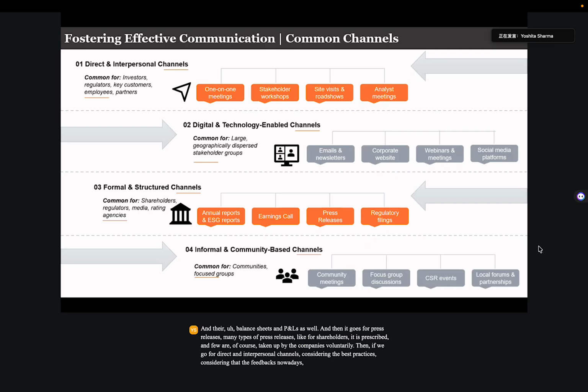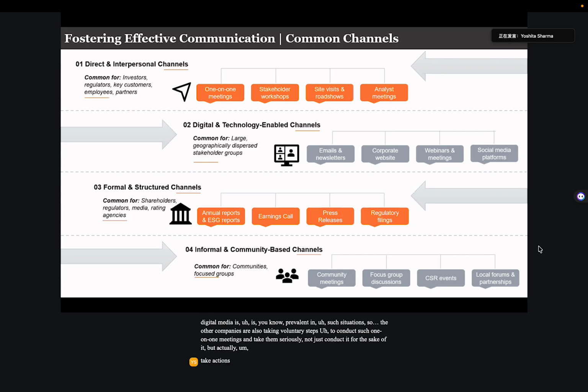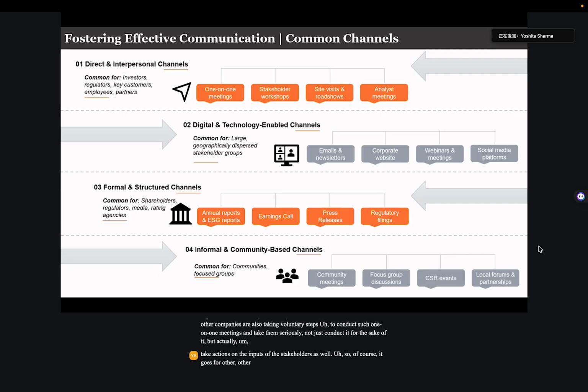Then if we go for direct and interpersonal channels, considering the best practices, considering that the feedbacks nowadays are taken seriously, digital media is prevalent in such situations. So the companies are also taking voluntary steps to conduct such one-on-one meetings and take them seriously, not just conduct it for the sake of it, but actually take actions on the inputs of the stakeholders as well. So of course it goes for other groups as well, for the digital medias and for the informal channels.